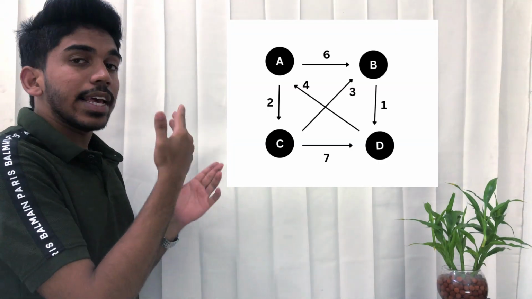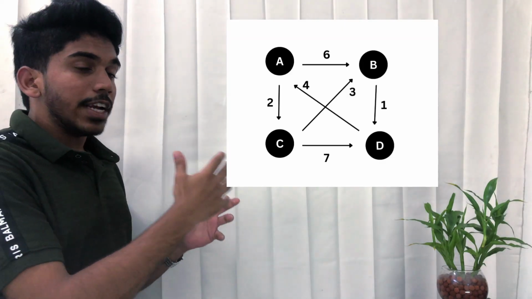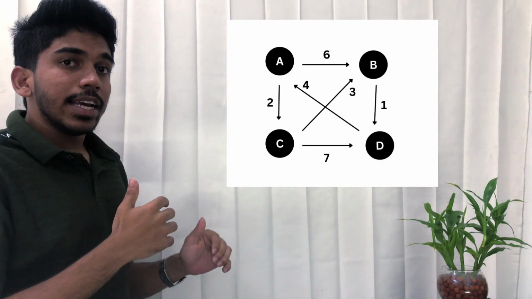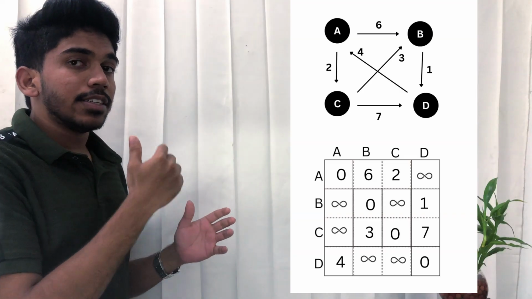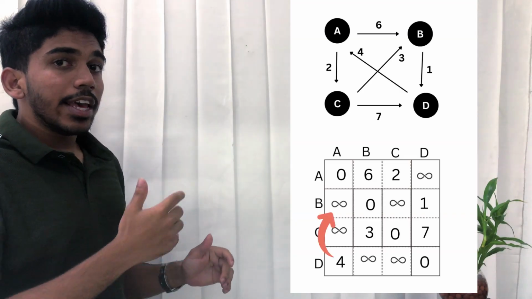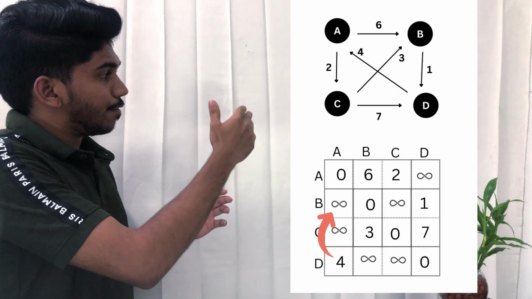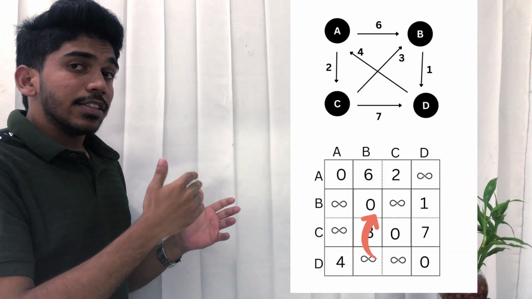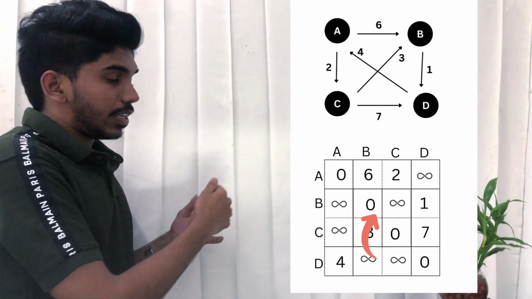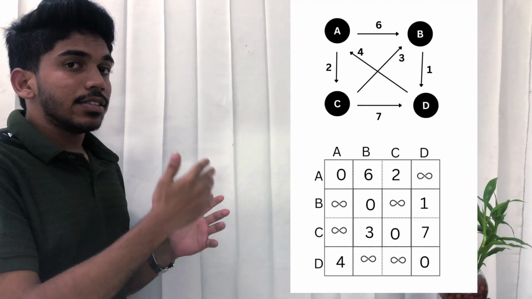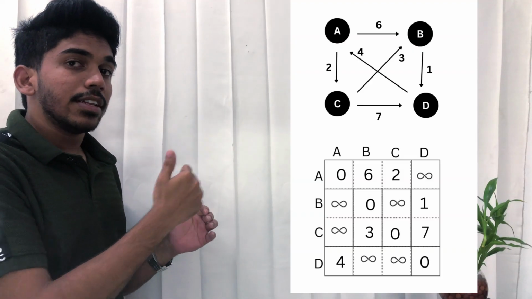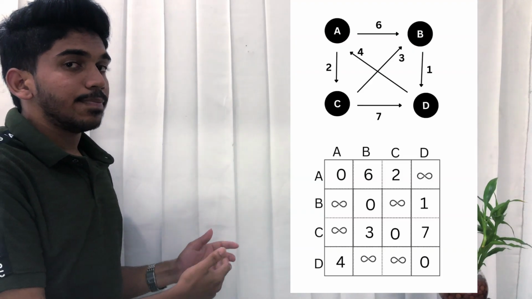Let's understand this with a small example. Suppose we have 4 nodes A, B, C, D like in this diagram. It shows the weights between 2 nodes. Next, we get the initial distance matrix like this. If there is no direct edge, we use infinity. And the distance from a node to itself is 0. All other entries show the direct distance between the nodes. So we can get this matrix.